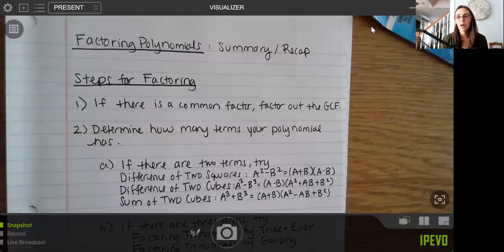In this last video on factoring polynomials, I just want to summarize and recap what we've seen in the previous videos. So your steps for factoring are as follows. Your first step should always be to see if there is a GCF that you can factor out. If the GCF is 1, then you're not going to worry about it. But if you have anything else, then you want to factor that out. And don't forget at the end of the problem to make sure that that's part of your solution in your factorization as well.